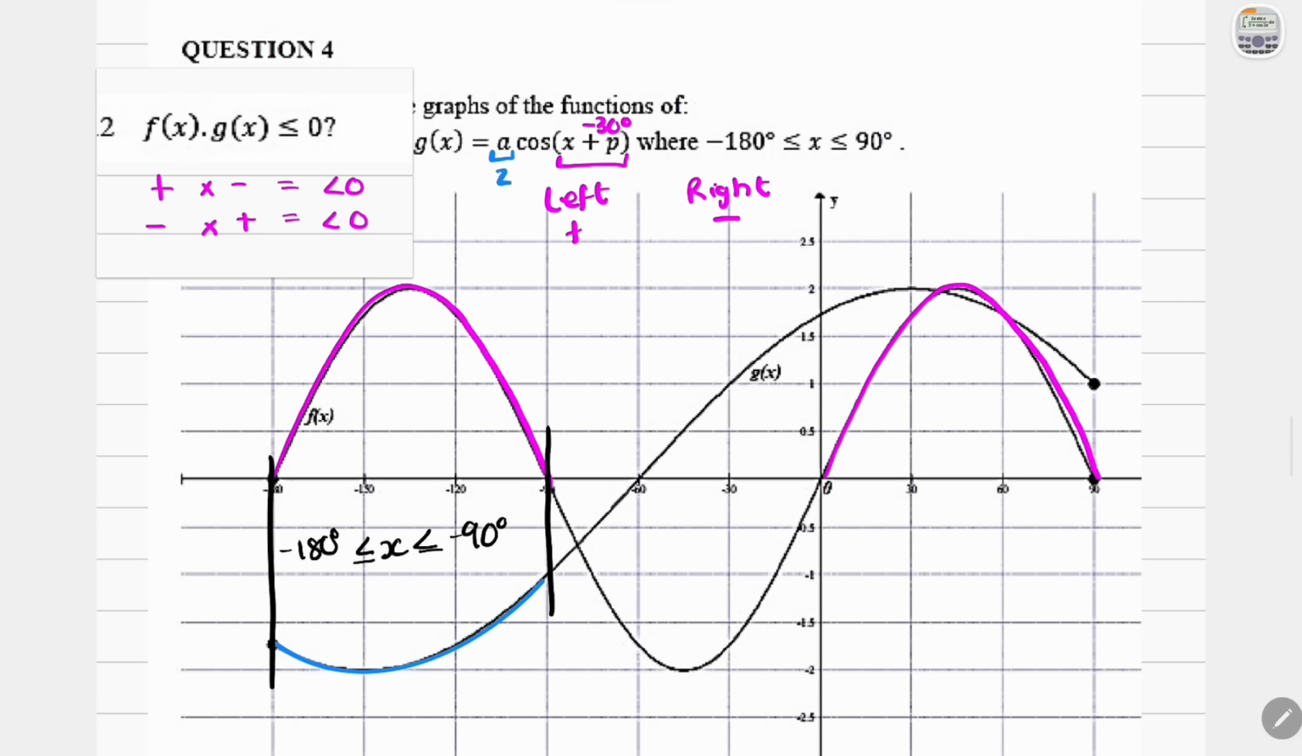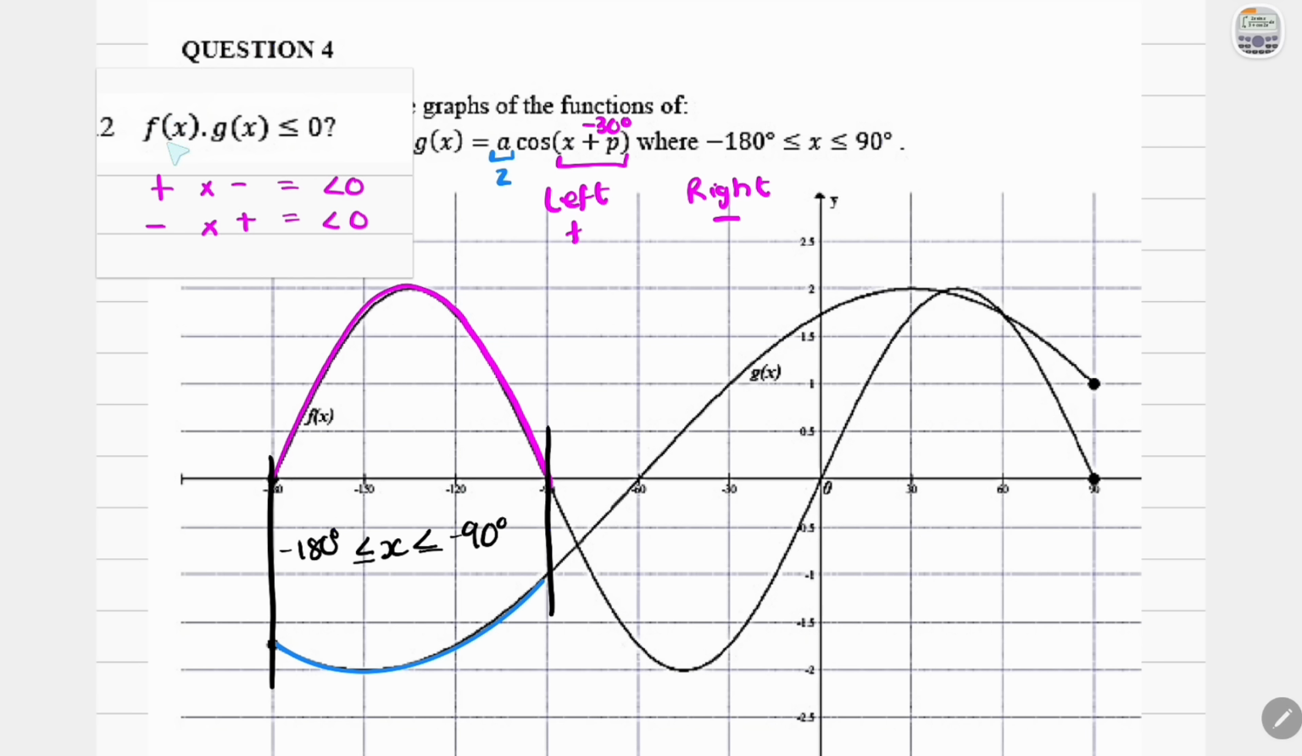And then over here, does the graph of g ever go below the x-axis for these same x values of f? No, it's just above the x-axis all through, unfortunately, so that doesn't work there, and that's fine. And now let's look for the second situation.